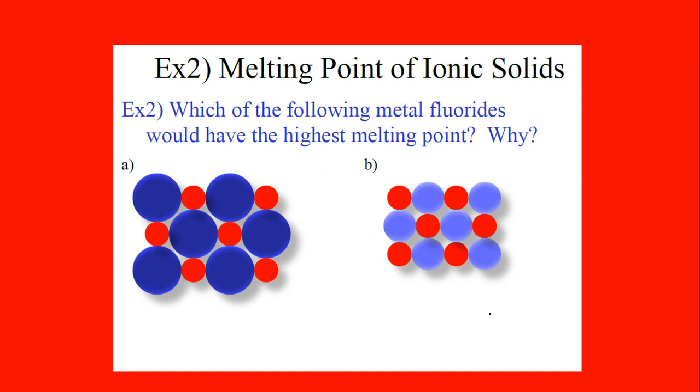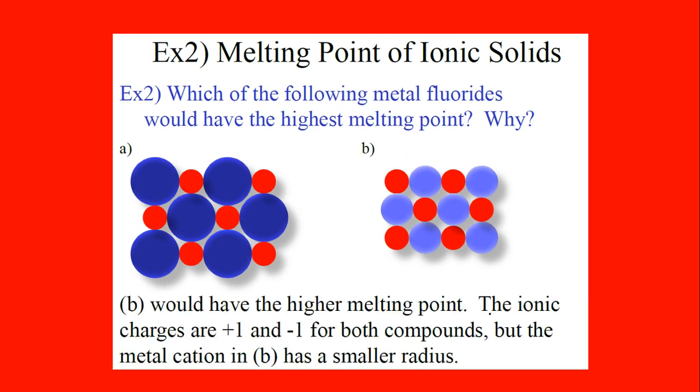So which would have the highest melting point and why? Well, first off, if they're both fluorines, then you want to look at, in particular, the distance between the nuclei of fluorine to the electrons of the cation and so forth. So therefore, B would have the higher melting point. The ionic charges are +1 for both compounds, but the metal cation in B has a smaller radius. Okay.